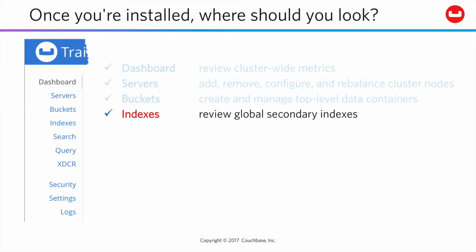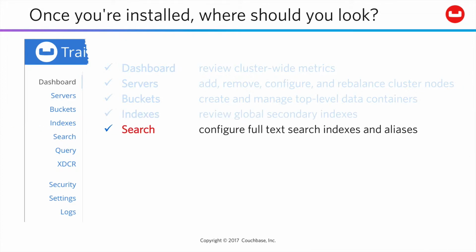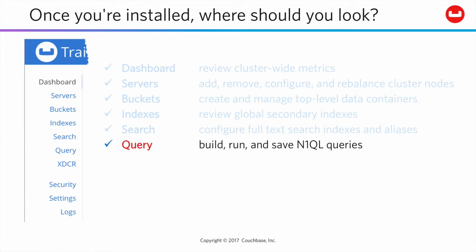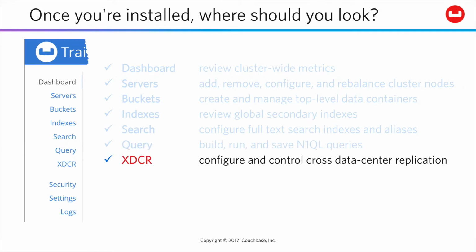The indexes screen lets you review the definition, type, and status of each of your global secondary indexes, the indexes used by N1QL. The search screen lets you define full-text search indexing and run test queries. The query screen itself is a full-featured UI for building and running N1QL queries. The XDCR screen lets you define, filter, and manage data streams between your Couchbase clusters.